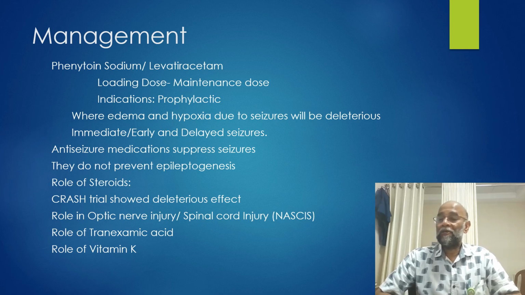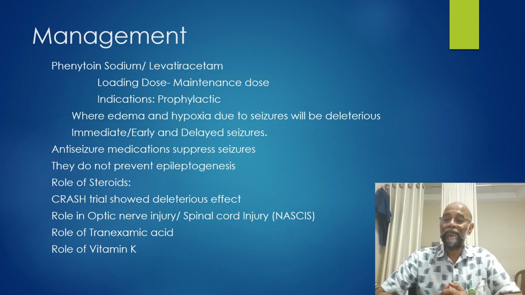Optic nerve injury, spinal cord injury, there is definitely a role. The NASCIS study has shown benefit in spinal cord injury. However, the analysis later on has shown that probably the risk of deterioration, especially in patients who have associated chest injuries and infections or other comorbidities, might be more in a patient who has been administered methylprednisolone. Contentious, but most people would give it in a spinal cord injury if there were no major other confounding factors.